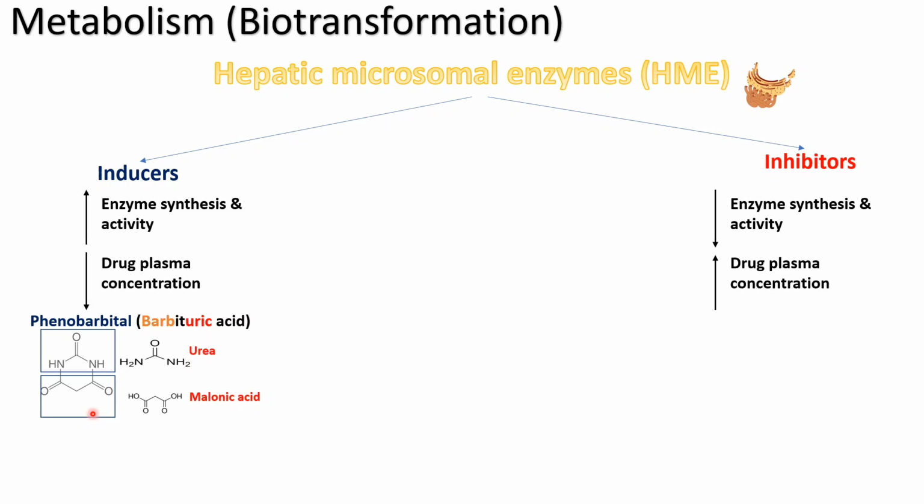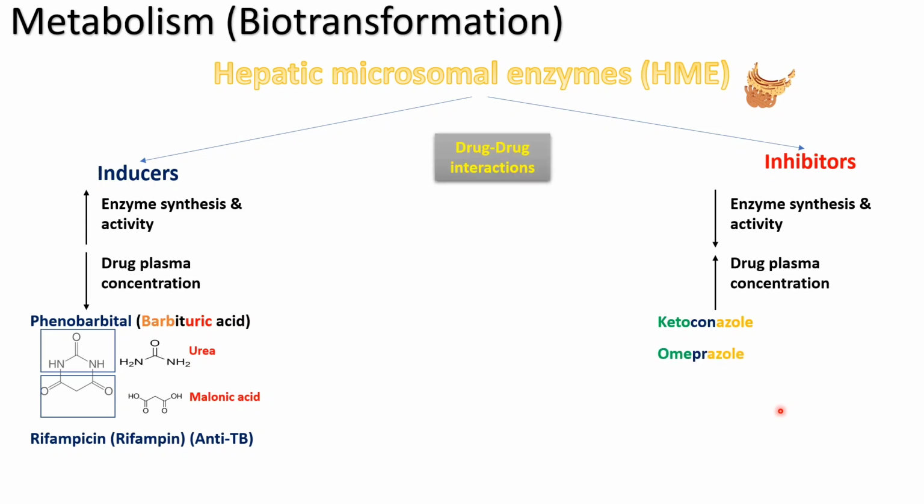Alright, we have also another inducer drug, which is rifampicin. Rifampicin, also called rifampin. This is a drug that is used to treat tuberculosis. This is an anti-tuberculosis drug. For the inhibitors, we have ketoconazole, which is an antifungal drug, and we have omeprazole, which is a proton pump inhibitor used to treat peptic ulcer.